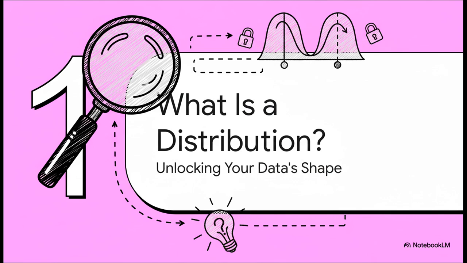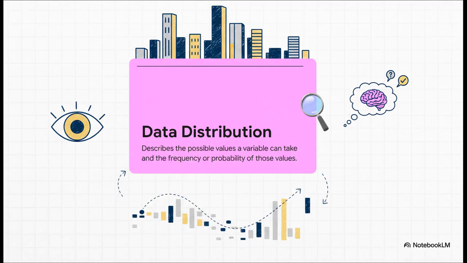So, to solve this mystery, we need to master one key concept: understanding the data's distribution. And trust me, this isn't just some fancy buzzword. It's the master key that unlocks what's really going on behind the numbers. So what is it, exactly? Well, put simply, a distribution is just the shape of your data.